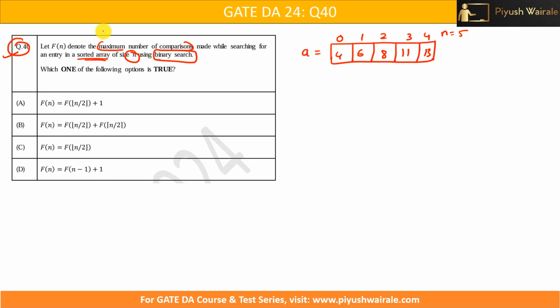Now what I need to do is find out the maximum number of comparisons. The maximum number of comparisons will happen when I want to search for the last element. Whenever I search for the last element, only then will I require the maximum number of comparisons. So if I search for 13, I will get the maximum number of comparisons. So in our case, the key element, that is the targeted value, is 13. We want to find this 13 in the array by using binary search.